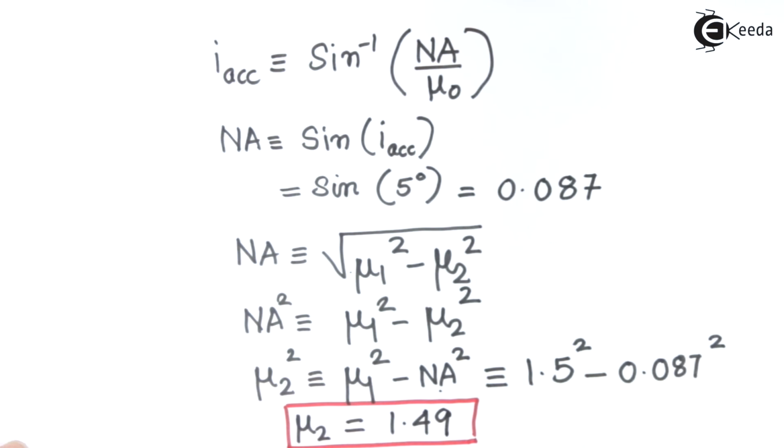Now please note over here, students, that this value mu2 is smaller than mu1, which of course should be, this is your mu1 value, which is 1.5. This will of course be less than this particular value, that is 1.5. And that is one of the criteria for observing total internal reflection in an optical fiber.